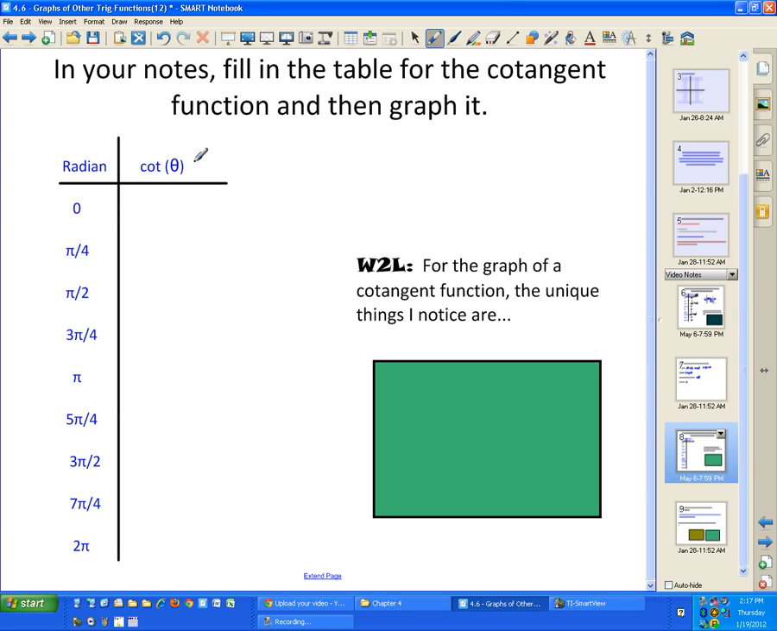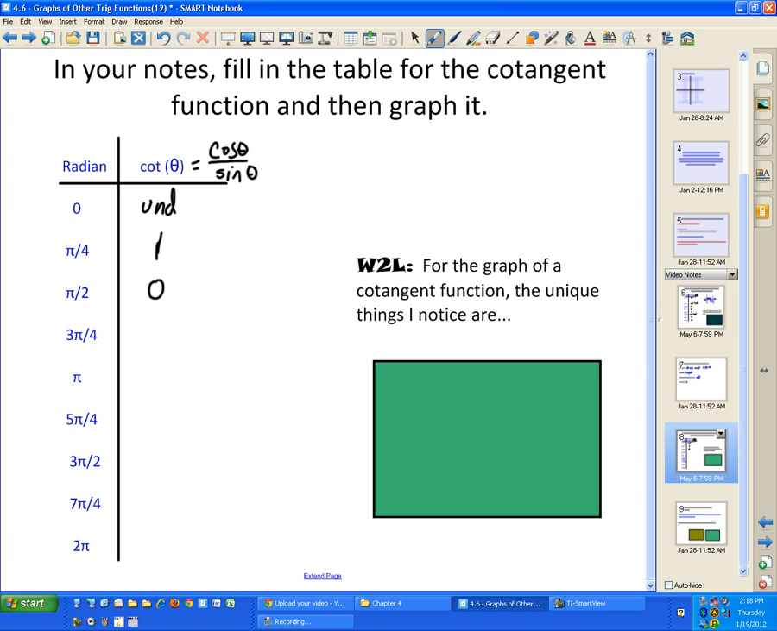So to get my cofunctions of these, remember that this is cosine over sine. That's where I'm just pulling these values from the unit circle again. When I'm at 0, cosine is 1 but sine is 0, so that's undefined. When I'm at pi over 4, they're basically the same values, so that's a positive 1. When I'm at pi over 2, cosine is 0 and sine is 1, so I get a 0.